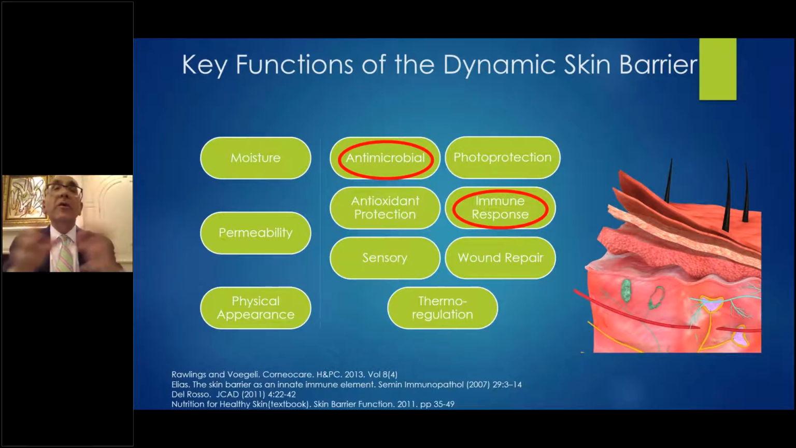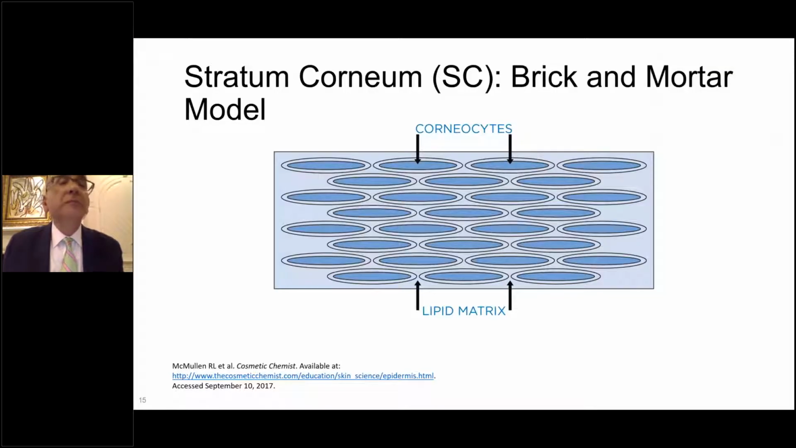Think about the TSA at the airport, right? Well, nowadays we're not going to the airport anymore, but when we used to, the first thing the TSA people did was check your handheld luggage. The same thing here: the innate immune system is part of that stratum corneum function, which is very, very important. Let's take a closer look here.